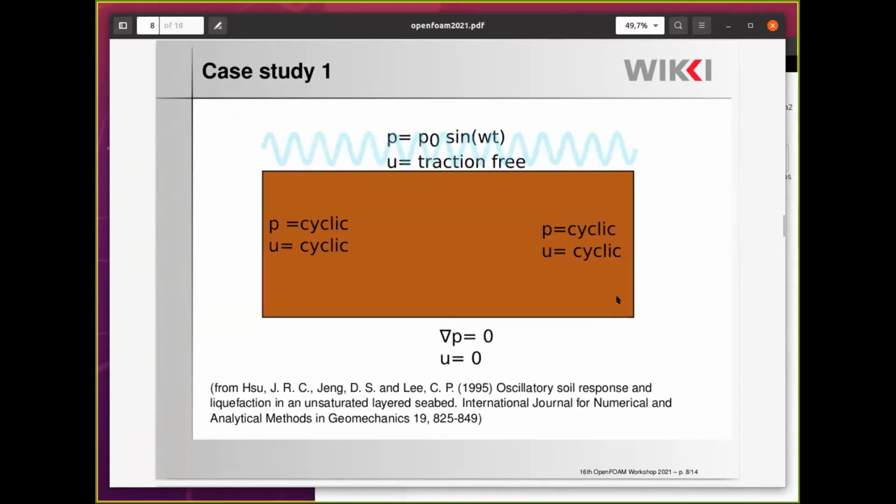In order to validate this, we have two different cases. In the first case study, we have just the waves on the top. This I verified against the journal paper from Xu and Eng. For that, I considered the model with traction-free displacement and the waves on the top, cyclic boundaries on the sides, and then 0 displacement and 0 pressure gradient at the bottom.